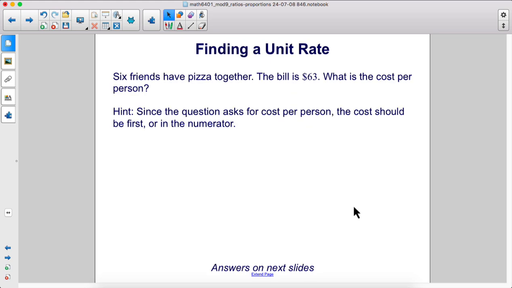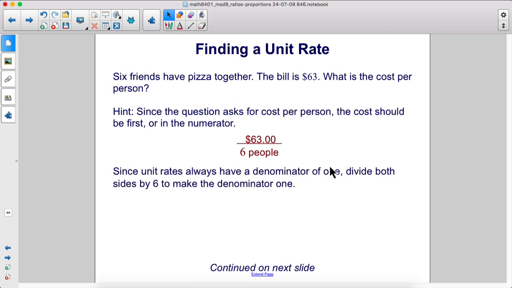6 friends have pizza together. The bill is $63. What is the cost per person? Hint: since the question asks for cost per person, the cost should be first or in the numerator. Alright, so here is the rate, $63 for 6 people.